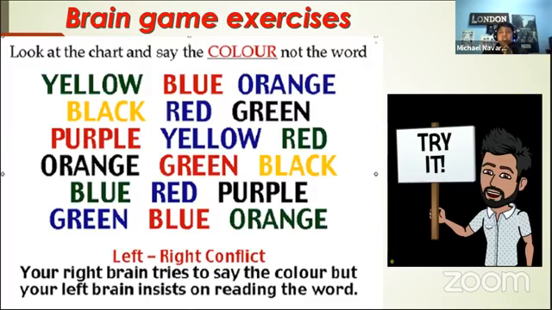What I also try is brain game exercises. When I was teaching colors to adults, they were elementary students, I came across this brain game exercise on Google and I tried it with them. As you can see right here, let me put the spotlight so that you can see it. It says, look at the chart and say the color, not the word. It was kind of challenging, even for me. We were reviewing colors, but it was challenging to do it.